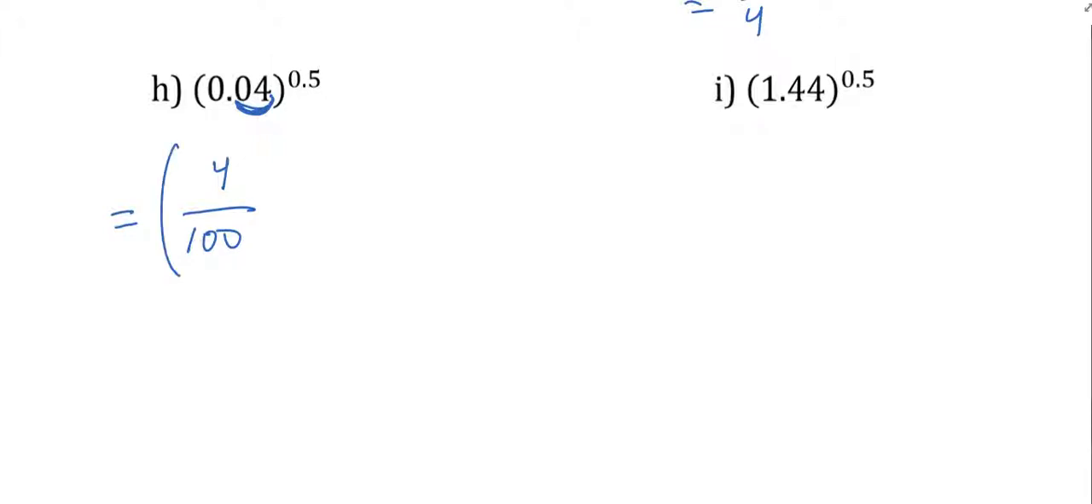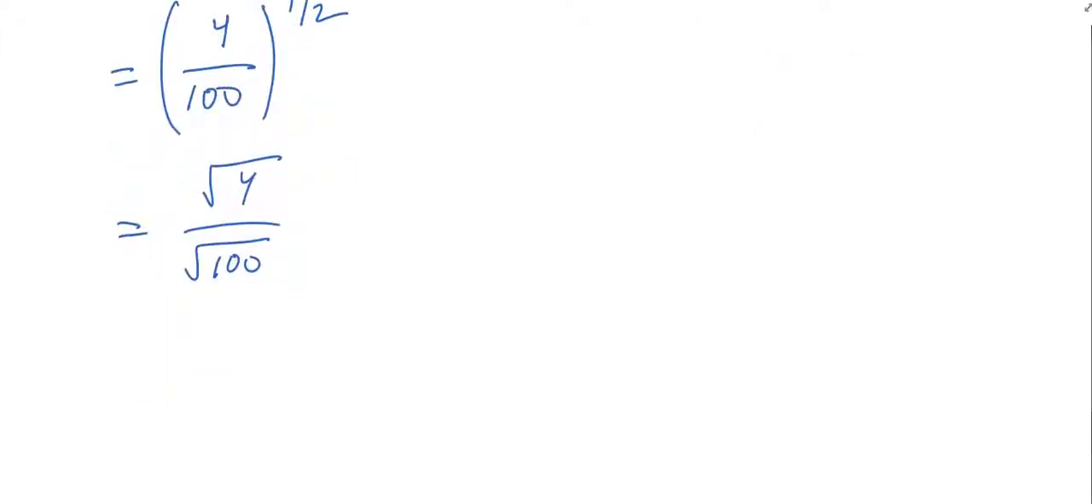And what is 0.5 as an exponent? Or like, if I want to rewrite it so I understand it better. A half. So this ends up being the square root of 4 over the square root of 100. Square root of 4 is 2. Square root of 100? Shout it out. Who knows that? 10.